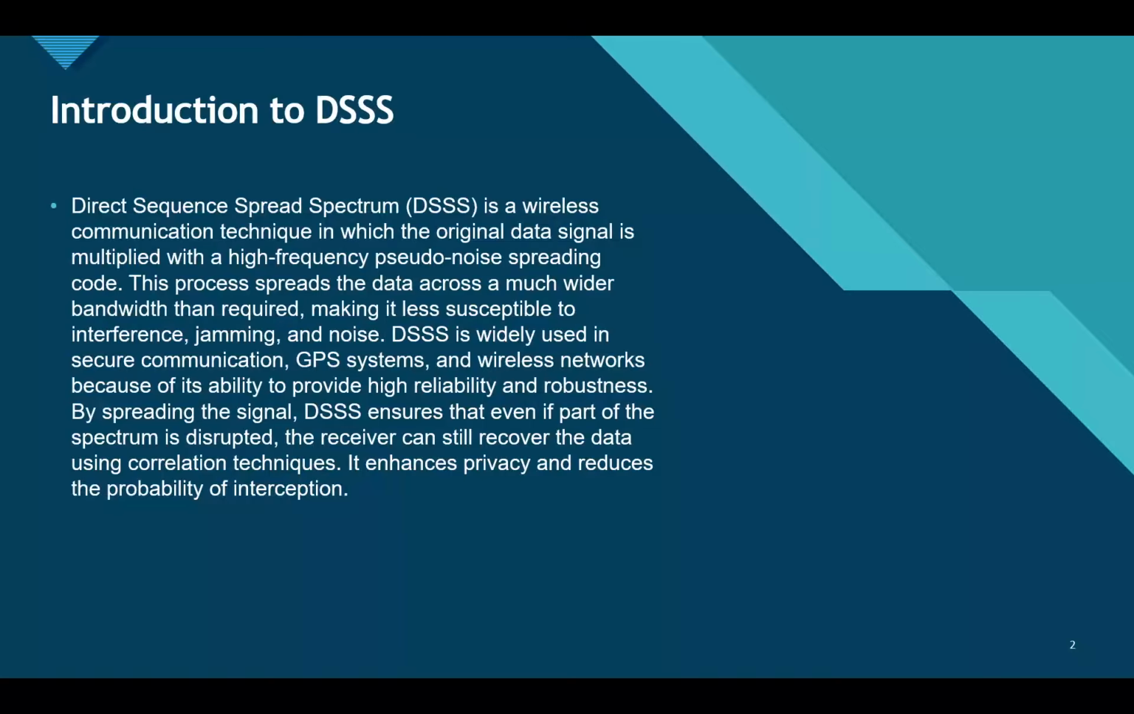This technique is widely used in applications where reliability and security are important, such as GPS, military communications, and early Wi-Fi networks. The main idea is that even if part of the frequency band gets disturbed, the receiver can still recover the data using correlations. So, DSSS not only improves reliability but also reduces the chances of someone intercepting the signal.